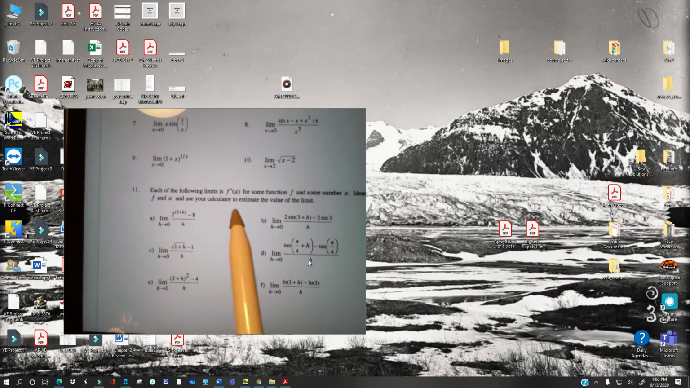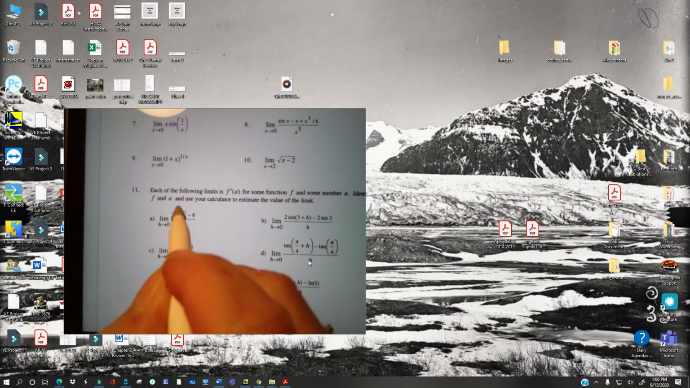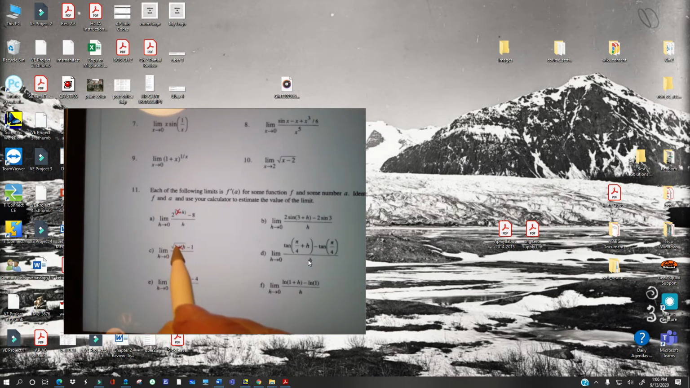What we want to know is, it says identify the function f and a and use your calculator to estimate the value of the limit. Well, here's what you do. Whenever you see some number plus h anywhere, change it to an x. So this whole thing's an x. This one is an x. Why? Because it tells you what your function f of x is: 2 to the x. What's your a in this case? Well, your a is whatever number was added to h. a is 3, so my a is 3. So I need to find the limit on that thing.